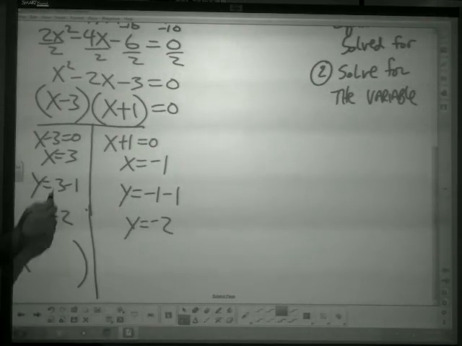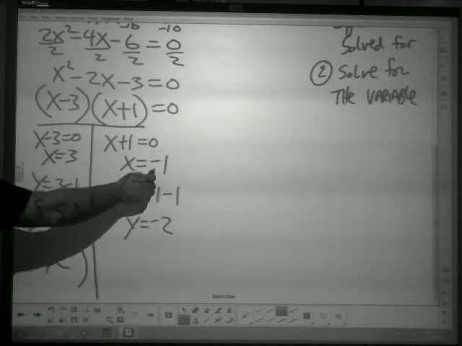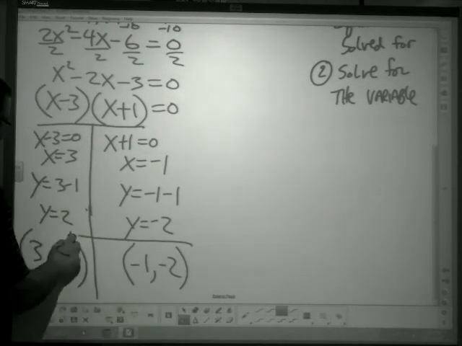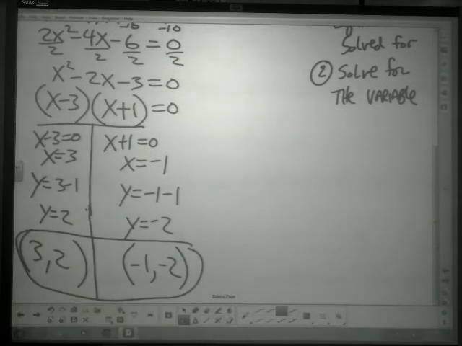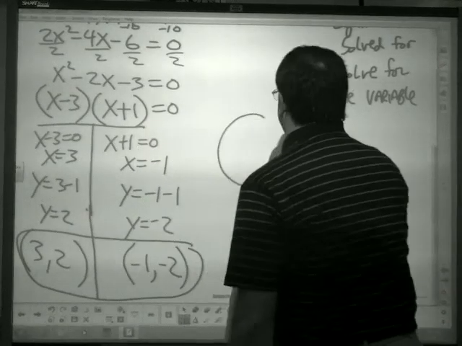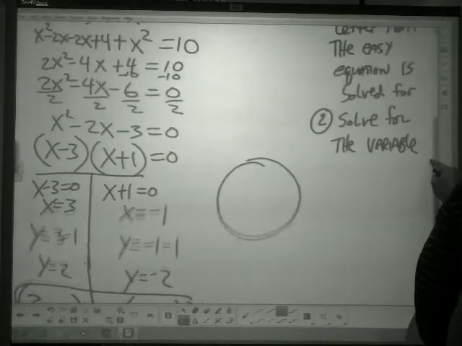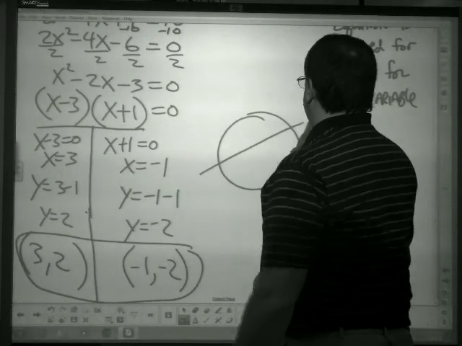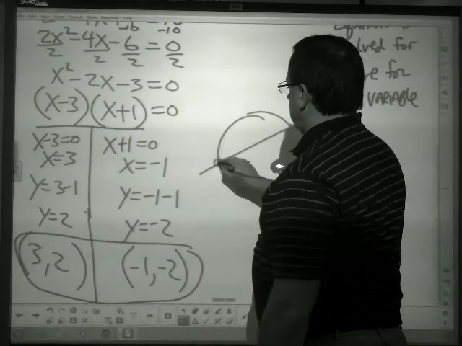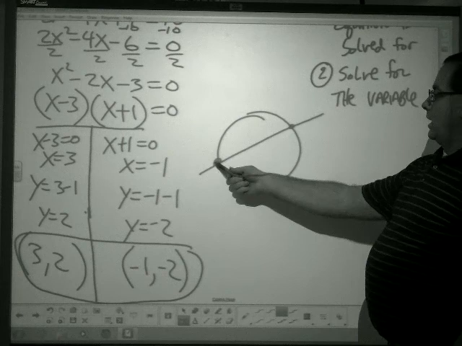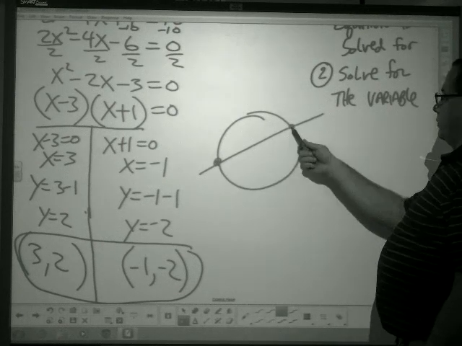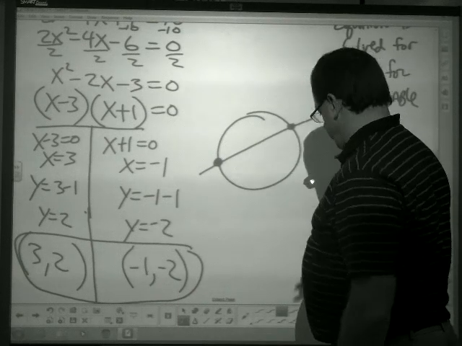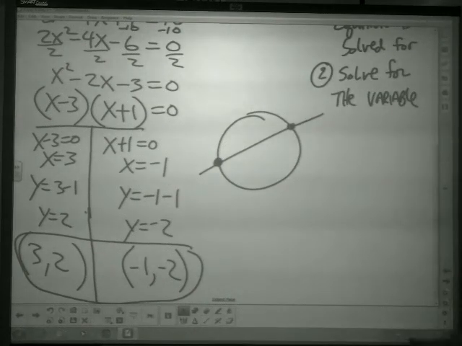Write your answer as a coordinate. (3, 2) and (negative 1, negative 2). And that is the solution. Remember, this is a circle, right? It is a circle with a positive sloping line. So you're going to get two answers. Maybe it's negative 1, negative 2, and then over 3, up 2. But all you have to do is it algebraically. And that's it.